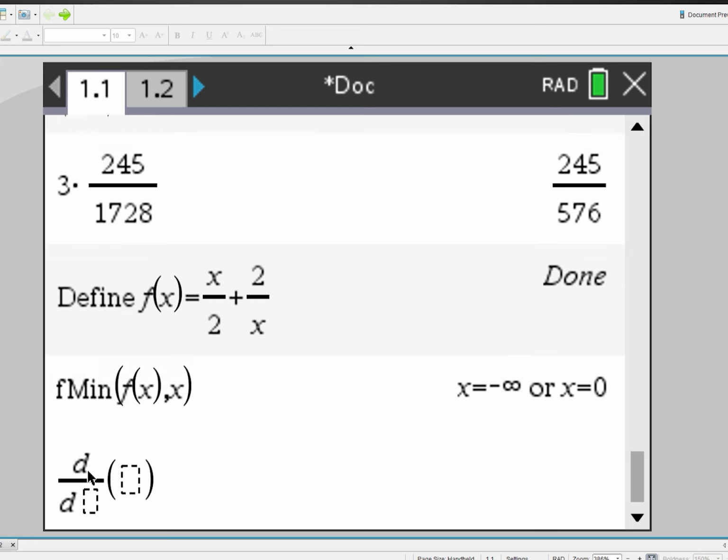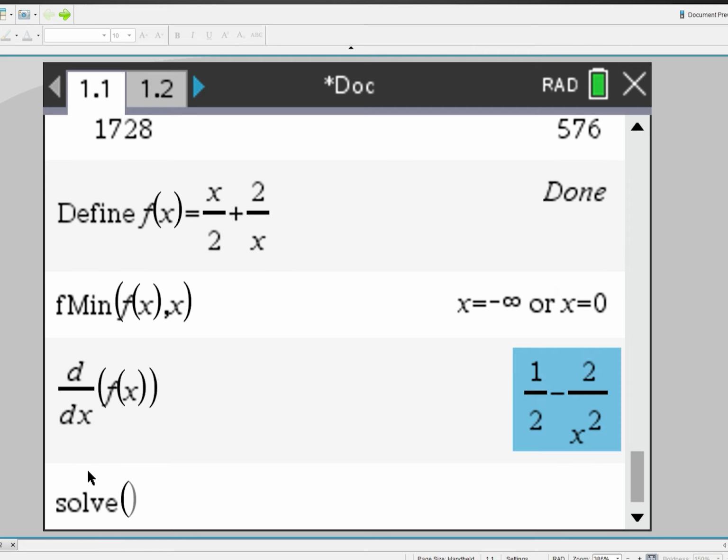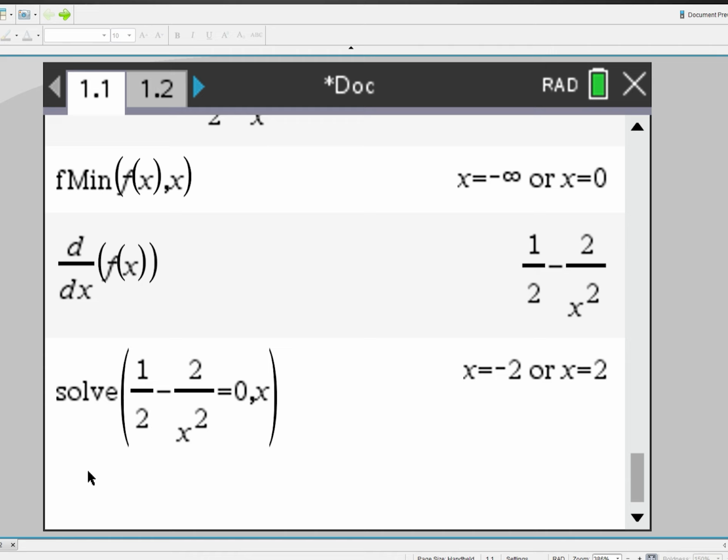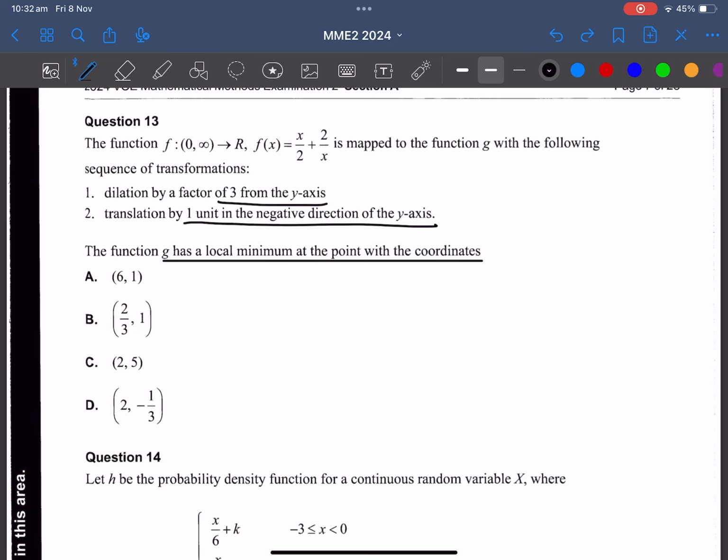So solve f of x equals 0 for x. There we go. Since our domain is 0 to infinity, we will take this into account. So f of 2 equals 2. Okay, so our coordinate of local minimum for f is this, and now we have to apply the transformation.